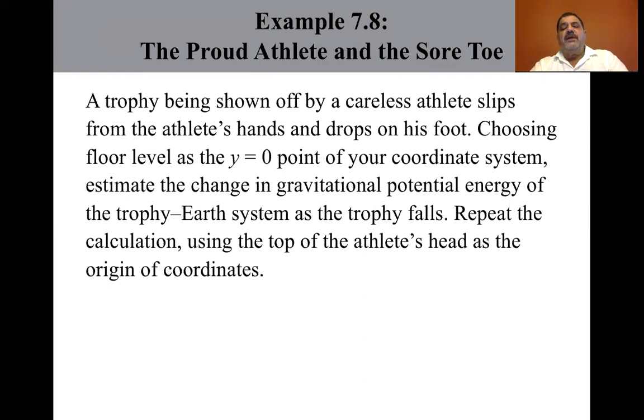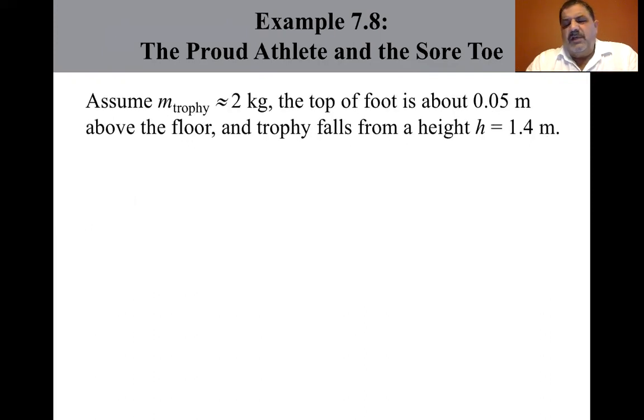So the trophy changes its vertical position with respect to the surface of the Earth. Associated with this change in position is a change in the gravitational potential energy of the trophy-Earth system. Now, we evaluate a change in gravitational potential energy defined in this section. So we categorize this example as a substitution problem. Because there are no numbers provided in the problem statement, it is also an estimation problem. Now, let's assume that the trophy is approximately 2 kilograms. The top of the foot is about 0.05 meters above the floor, you know, 5 centimeters. And the trophy falls from a height of h equals 1.4 meters.